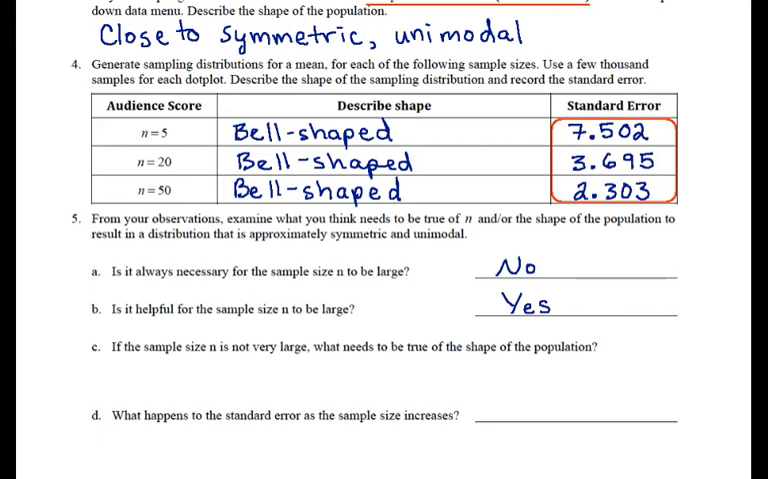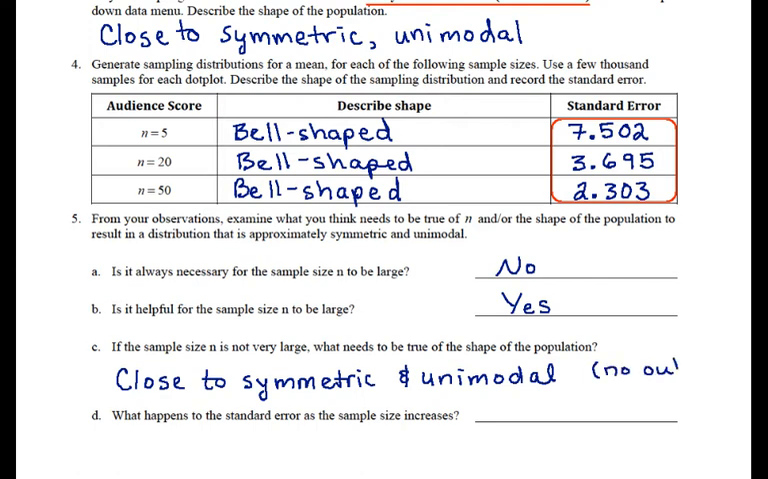And if the sample size n is not very large, then what needs to be true of the population is that it has a similar shape to what we saw in our second example. So we want the population to be close to symmetric and unimodal. It doesn't really have to be perfectly bell-shaped, but what we want to see is that it doesn't have outliers and it doesn't have a really obvious heavy skew.